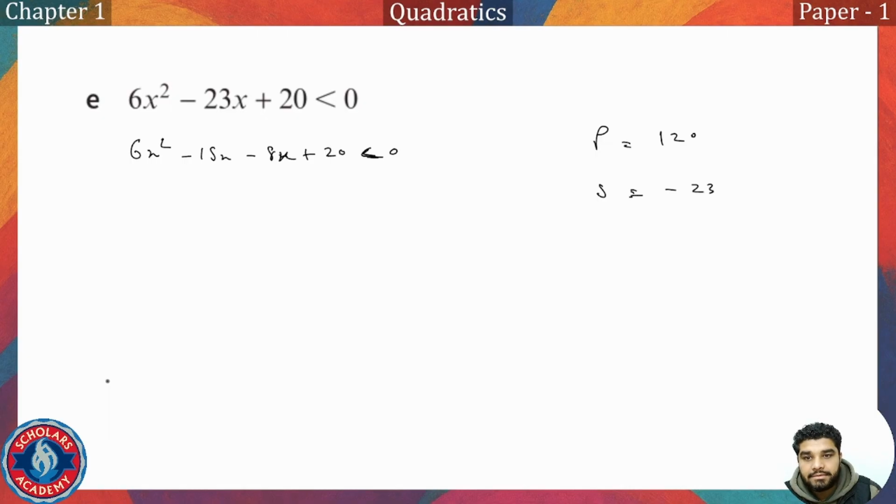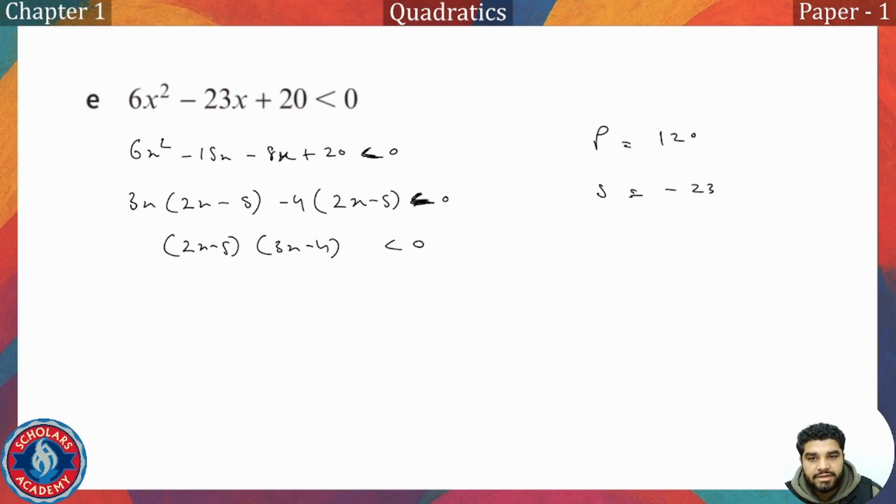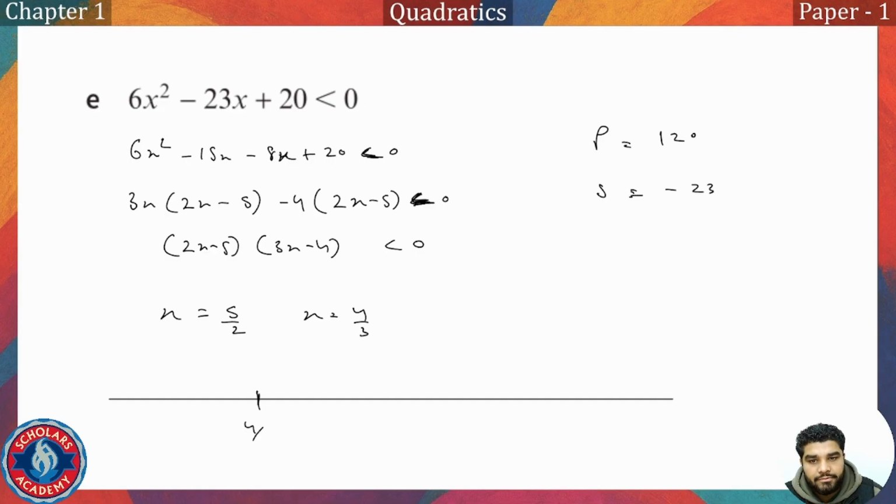I can take 3x common, I'll get 2x minus 5, and from here I can take negative 4 common, I'll get 2x minus 5, which is less than 0. So (2x minus 5)(3x minus 4) is less than 0. So from here, if I check zeros, those are x equal to 5 by 2 and x equal to 4 by 3. So 4 by 3 and 5 by 2, right?